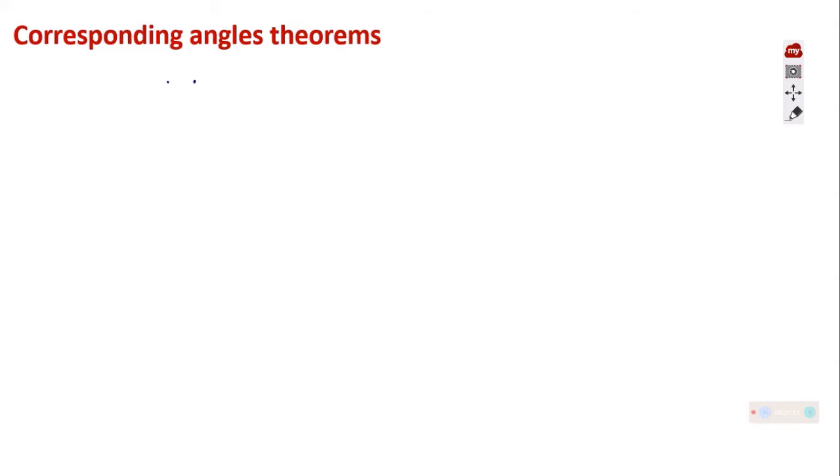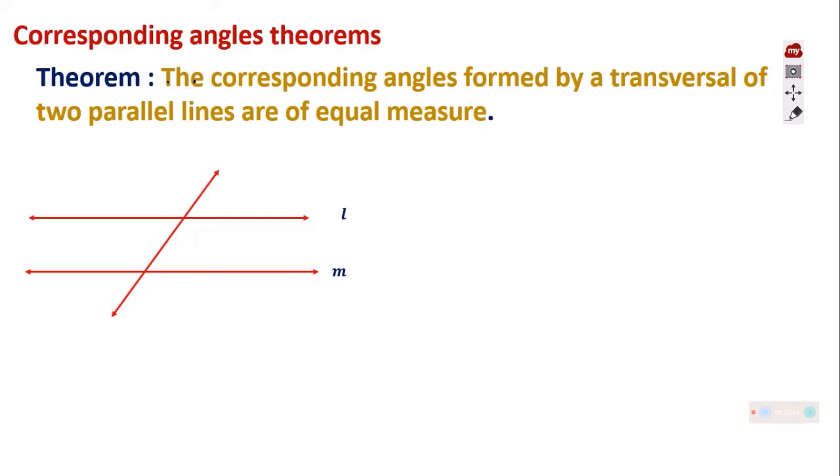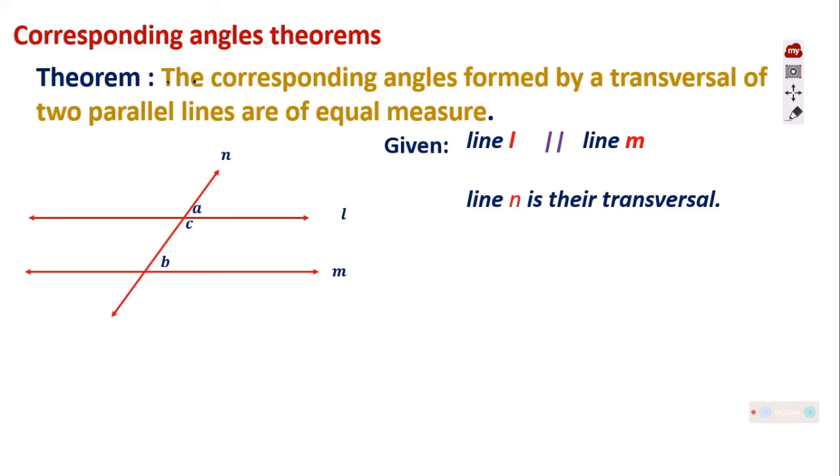Dear students, the next topic is the corresponding angles theorem. The theorem says that corresponding angles formed by a transversal of two parallel lines are of equal measures. Corresponding angles are formed on the same side of the transversal, with the same set of lines and the same transversal. Here in this case A and B are the corresponding angles, same side. We are asked to prove this theorem.